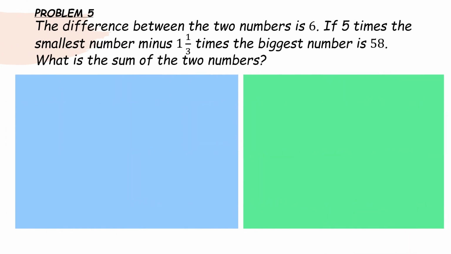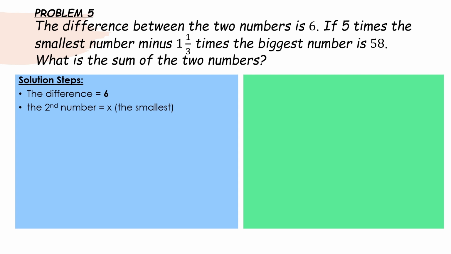Now let's move on to problem number 5. The difference between the two numbers is 6. If 5 times the smallest number minus 1 over 3 times the biggest number is 58, what is the sum of the two numbers? Let's say the difference is 6. Let's say the second number is x as the smallest number. So the first number is x plus 6 as the biggest number.